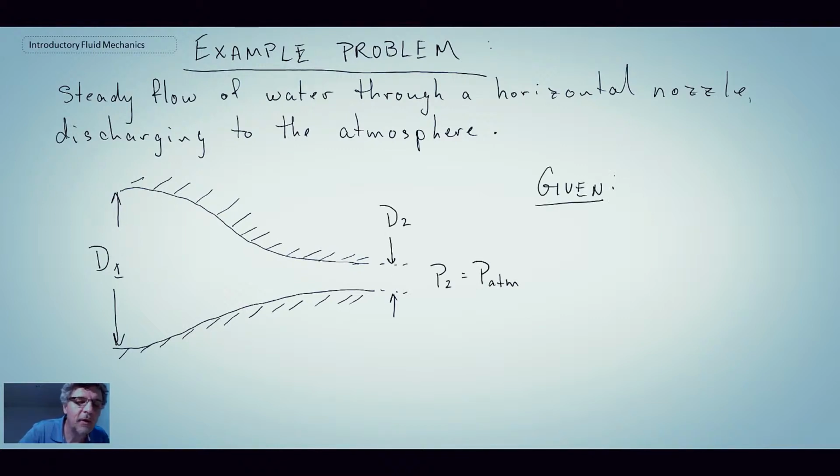So we have a nozzle. We can see that we have diameters. So it is a nozzle that is round on the inlet and on the exit. And what we're given is the inlet diameter, and we're given the exit diameter. We're told P2, which is equal to the atmospheric pressure, and we're told Q, which is the volumetric flow rate.